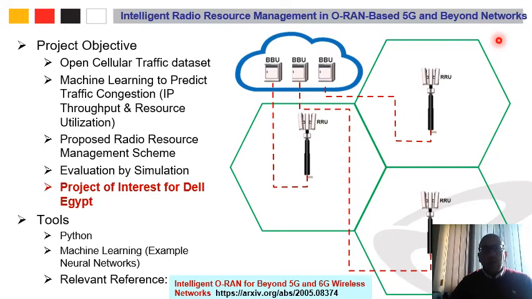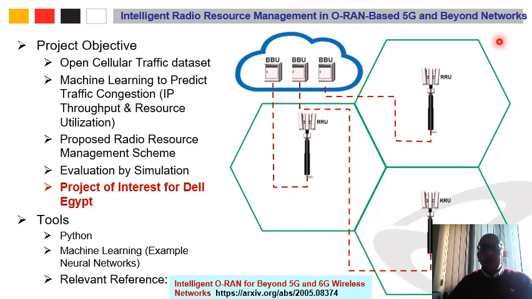Now, our objective in this project is to use some open cellular traffic dataset. So this is a dataset that is publicly available, where we can have information from multiple real base stations, I think there are 37 base stations, and the amount of traffic required. We're talking about the IP throughput, the resource utilization, so what's the percentage of resources that are utilized from the respective networks or required from the respective networks. And why do we need this?